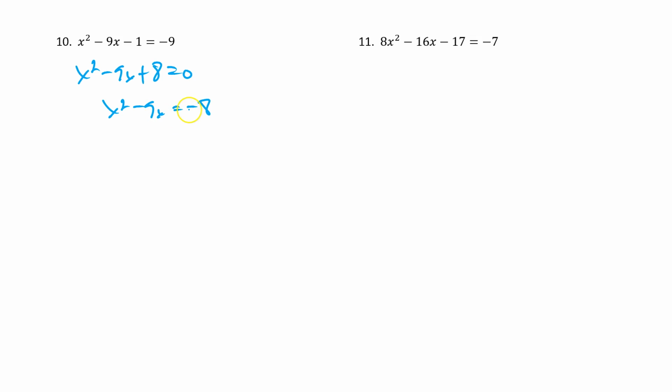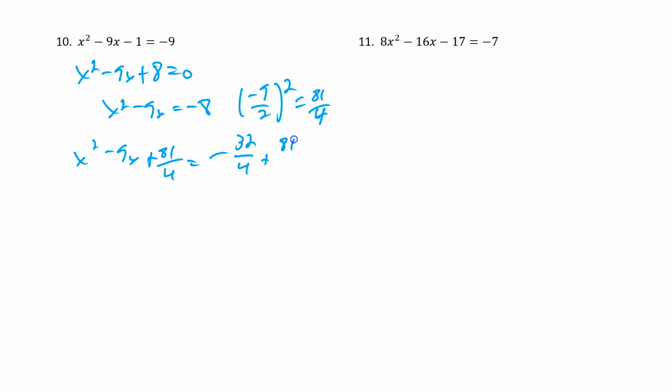And now we're going to divide by 2 and square. So we got negative 9 divided by 2, and we're going to square it. When we square it, it's 81 over 4. Okay, so we're going to add that to both sides. So we have x squared minus 9x plus 81 over 4 is equal to, so 8 is 32 fourths plus 81 over 4.